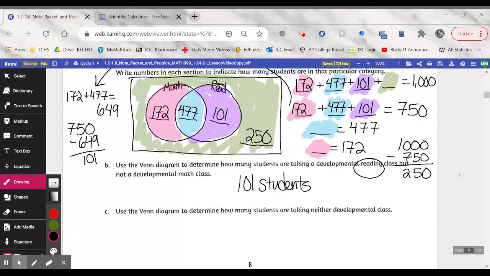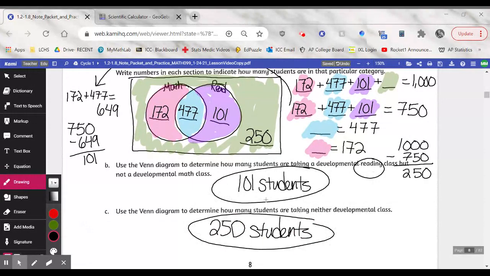For part C, use the Venn diagram to determine how many students are taking neither. So that would be the outside part, 250 students. Now make sure that your outside part is in a box though, so you do want to include your box. And you also want to get in the habit of including labels with your answers.